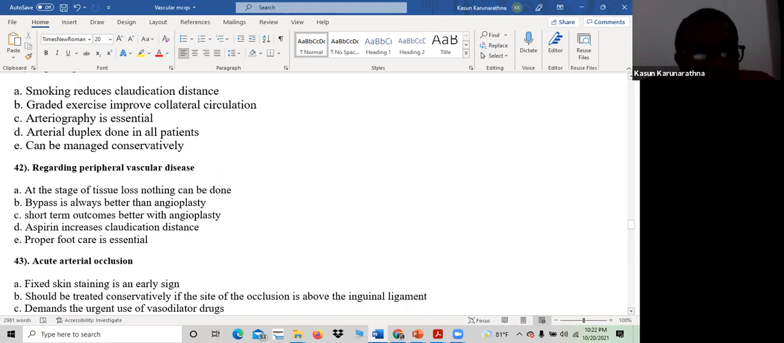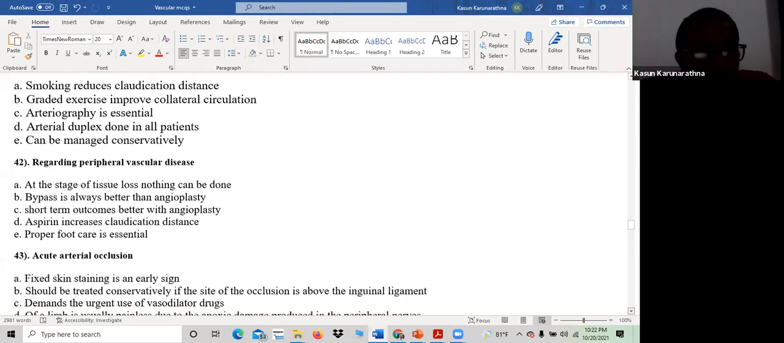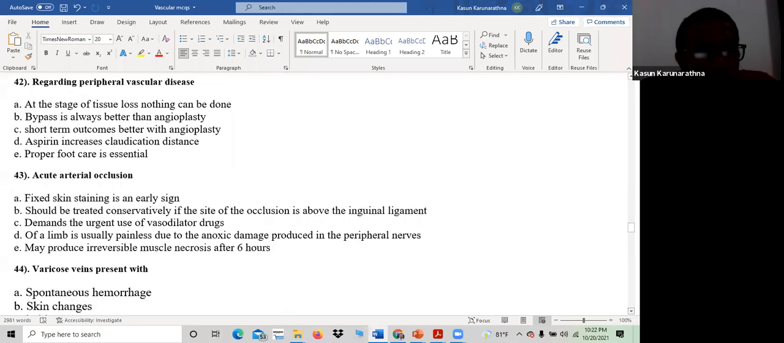Question 42 regarding peripheral vascular disease. At the stage of tissue loss, nothing can be done. That is again false, right? Bypass is always better than angioplasty. What do you say for that? Question 42B. Bypass is always better than angioplasty. What do you say about that?